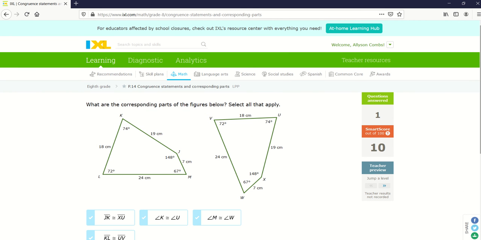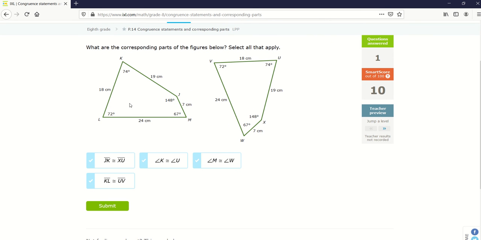Okay, so this one is a little bit bigger than before. What are the corresponding parts of the figure below? Select all that apply. Okay, so let's look at this one. J to K and X to U. So J to K we have right here is 19, and it's saying X to U. Well, X to U is the right one, because remember we have L and V match up, K and U, then X and J, W and M. So we know that, yep, J to K is going to match up with X to U.